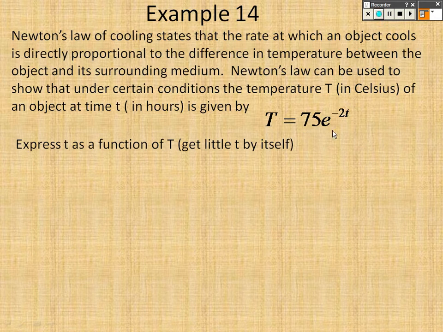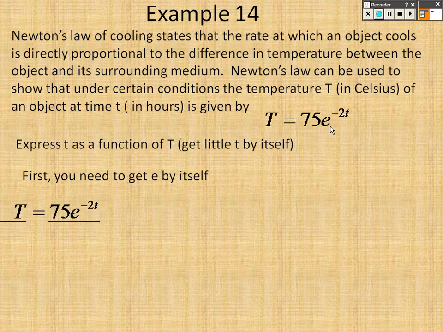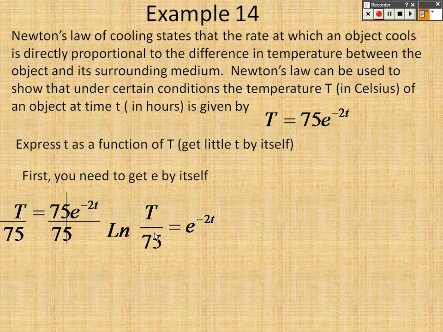So in order to do that, you can't use natural logs here until you get e all by itself. So I'm going to divide both sides by 75. When I do that, I now have big T over 75 equals e to the negative 2t. E and natural log are opposite, so I put a natural log in front of each side. The natural log and e disappear on this side, and I'm left with negative 2t over there, and the natural log of big T over 75.